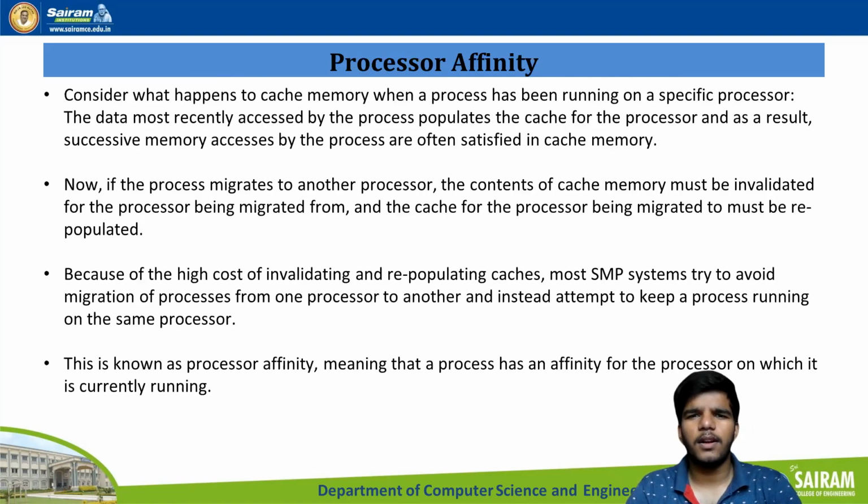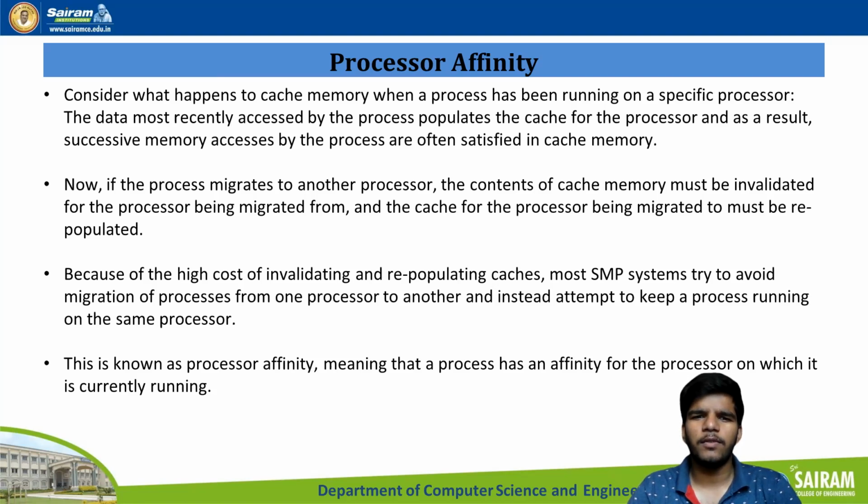Now let's talk about processor affinity. Consider what happens to cache memory when a process has been running on a specific processor. The data most recently accessed by the process populates the cache for the processor. As a result, successive memory accesses by the process are often satisfied in cache memory. Now, if the process migrates to another processor, the contents of cache memory must be invalidated for the processor being migrated from, and the cache for the processor being migrated to must be repopulated.